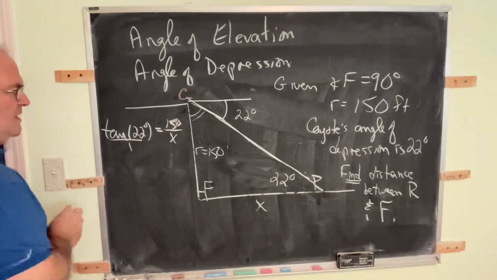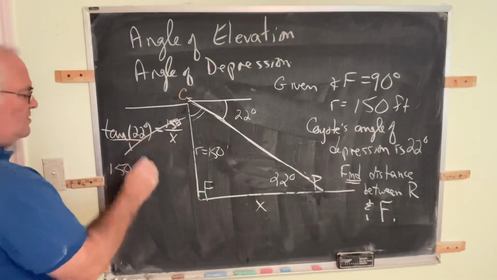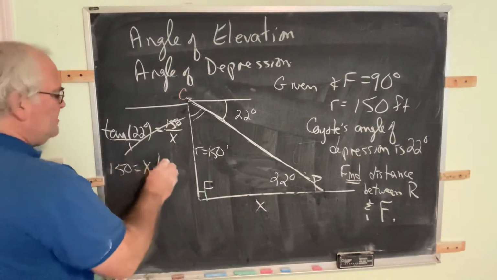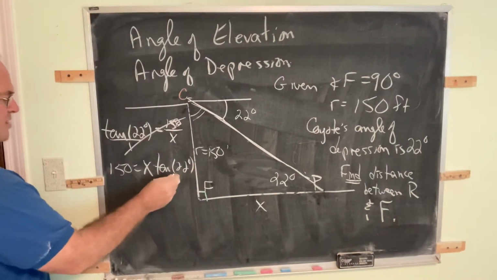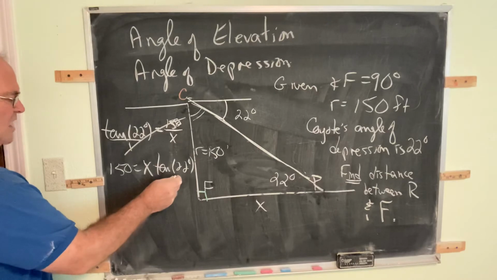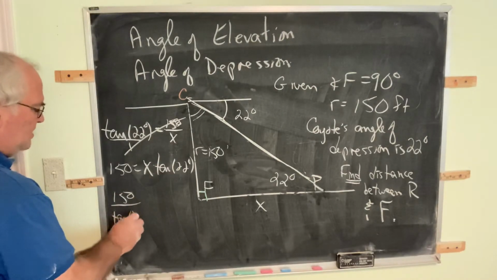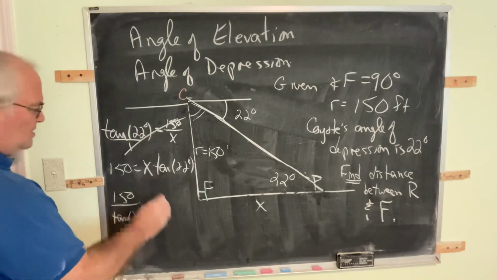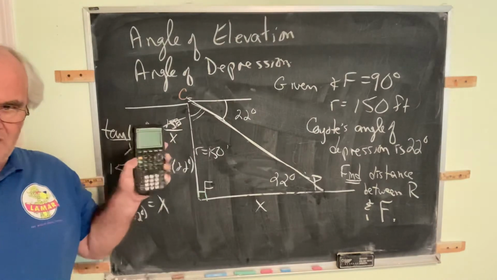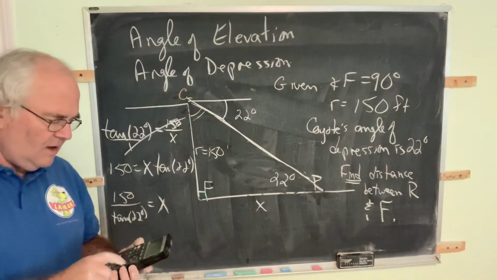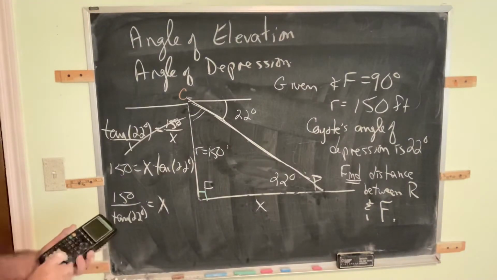Cross multiply, set them equal and solve. Cross multiply: 150 is equal to x, which we don't know yet, times tangent 22 degrees. Divide both sides by tangent 22. So 150 over tangent of 22 degrees is equal to the thing we're looking for. At the very last, don't go too soon, go to the calculator. And I need 150 divided by the tangent of 22.